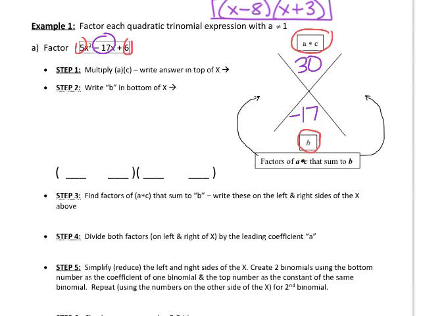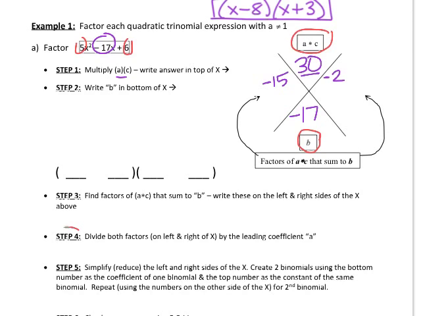So the first step is multiply a times c, write the answer in the top; we did that. Write b in the bottom of the X. Step 3 says find factors of a times c that sum to b. Write these on the left and the right sides of the X. So which two numbers multiply to 30 but sum to -17? Well, I think that's going to be 15 and 2, but those both have to be negative. Okay, so -15 times -2 equals +30, but it sums to -17.